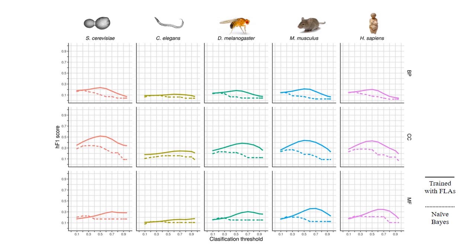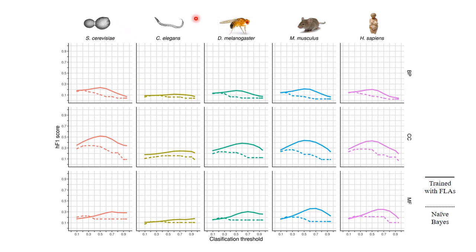Let's see now some results. In each graph here, you can see the hierarchical F1 score as a function of the classification threshold. The continuous line corresponds to the hierarchical F1 score of our models, and the dashed lines to the models that assign the GO term frequency as a prediction score. This is one of the CAFA baseline methods.